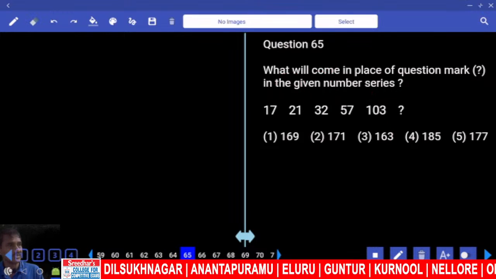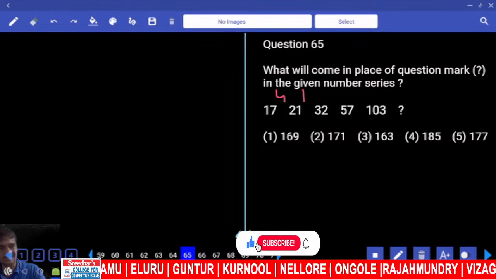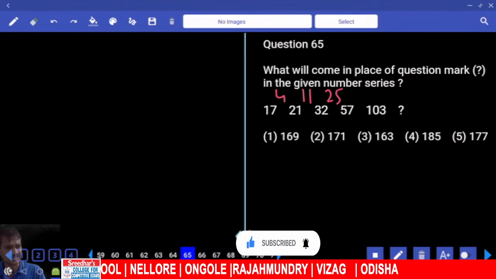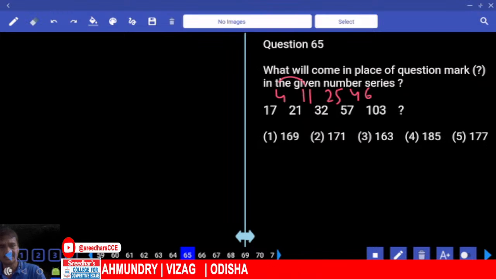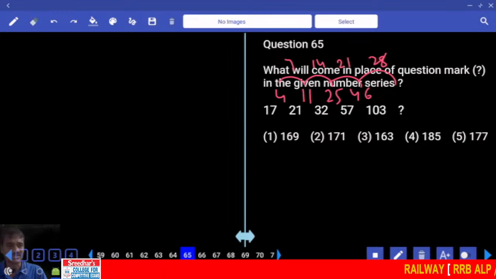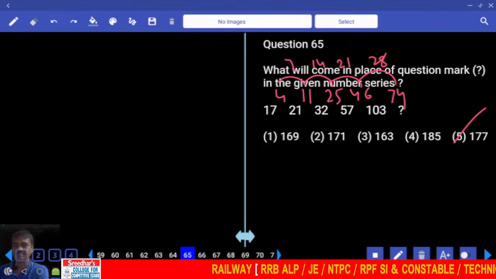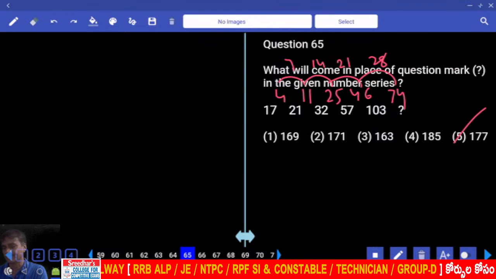Then 65. 17, 21. Difference is 4. 21 and 32. Difference is 11. 32 and 57. 25. 57 and 103. Now 46. Now 4 and 11, 11 and 25, 25 and 46. And next one 7, 14, 21, 28. 46 plus 28, 74. 103 plus 74, 177 choice fit. Now this is about paper number 65. Clear? Question number 65 number series. Paper number 33.